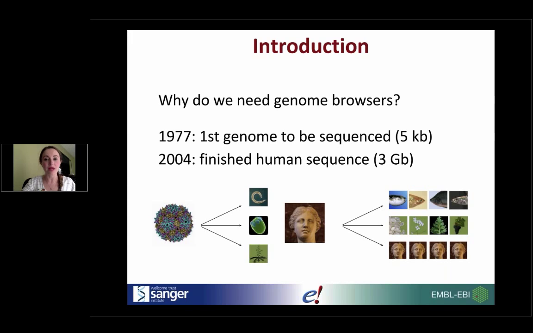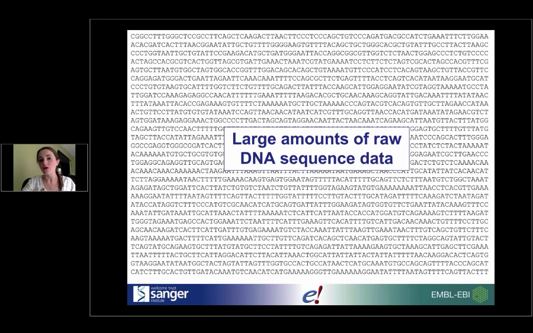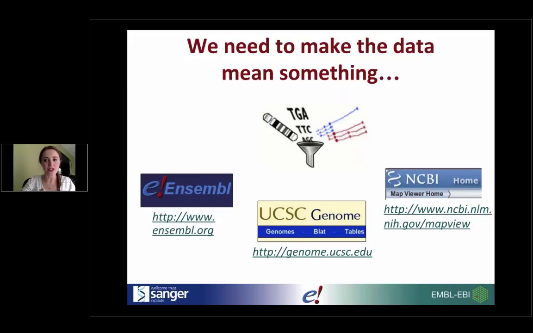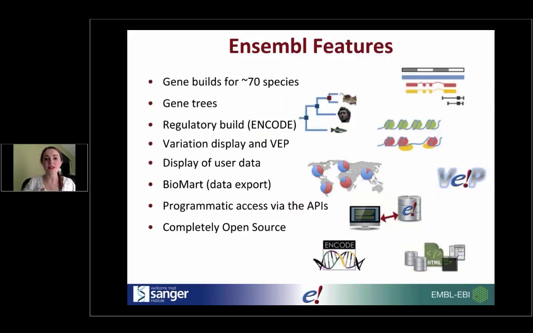So we end up with massive amounts of raw sequencing data, which in itself doesn't mean anything. You have to work on this data, you have to process it in some way to make it into something that actually is useful. And genome browsers are one of the ways that we go about doing this. We're not the only genome browser out there. The 3 major genome browsers are ourselves, but also UCSC and NCBI Map Viewer. People tend to have personal preferences as to which one they like to use best, but it just largely seems to be personal preference.